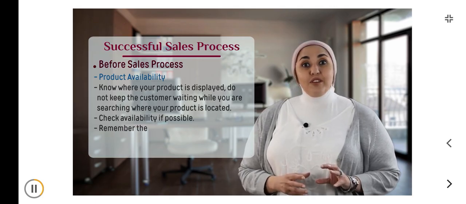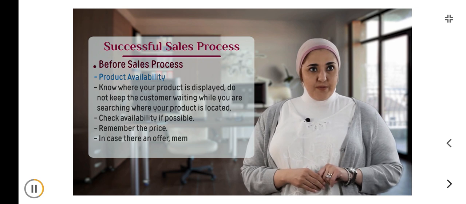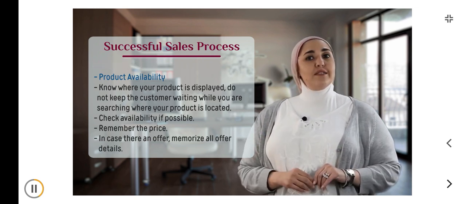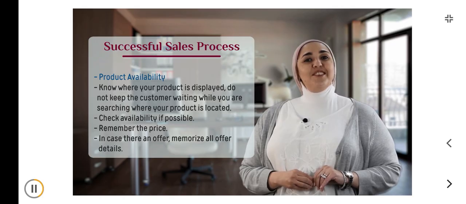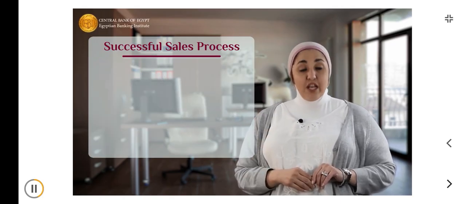This is your product. This is your baby. You need to understand everything about it. In case there is an offer, memorize all the details. Customers like offers, so you need to understand and memorize everything about it.